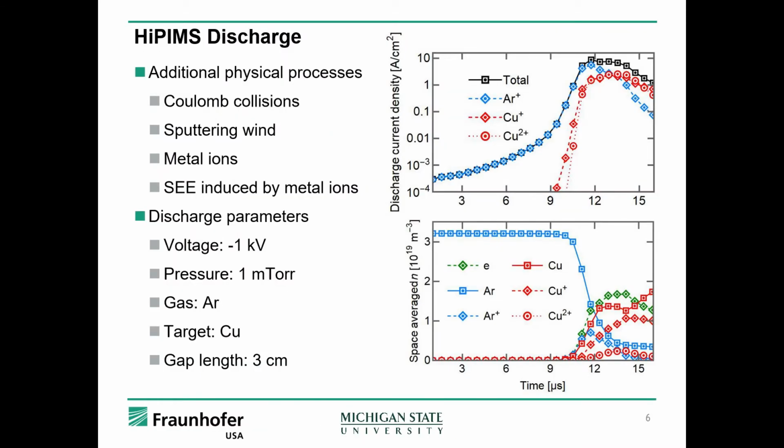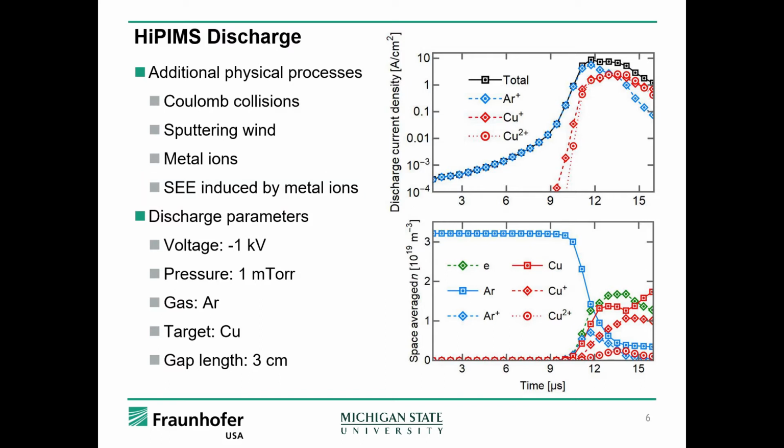So with the assumption that one-dimensional simulations can qualitatively capture the HiPIMS discharge characteristics, now we examine the HiPIMS discharge using the one-dimensional PIC simulation. In HiPIMS discharges, due to the high power density and strong sputtering, additional physical processes should be considered, such as the Coulomb collisions between charged species, the sputtering wind, that is, the gas rarefaction caused by momentum exchange between the sputtered species and the background gas, the metal ions ionized from the sputtered species, and the secondary electron emission induced by these multiply charged metal ions.